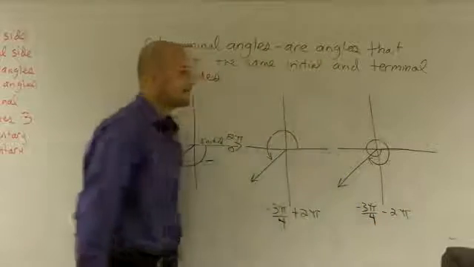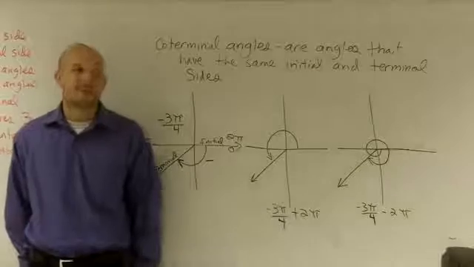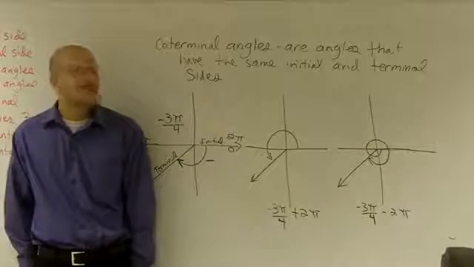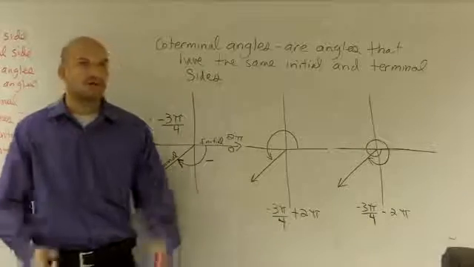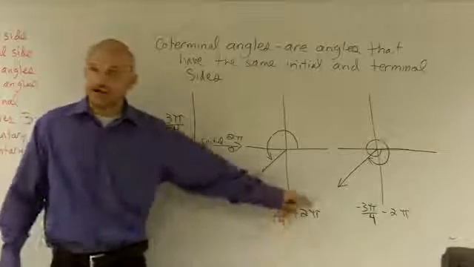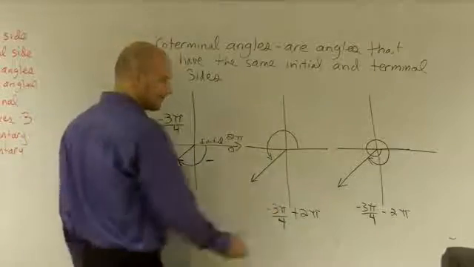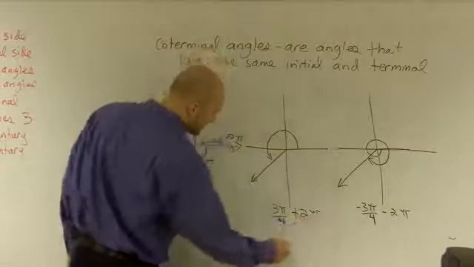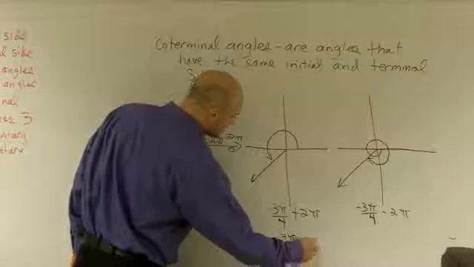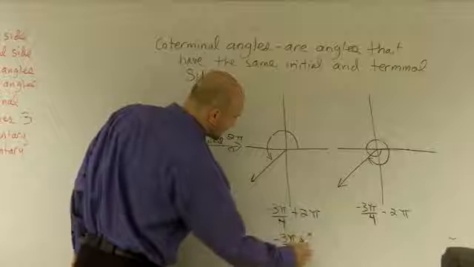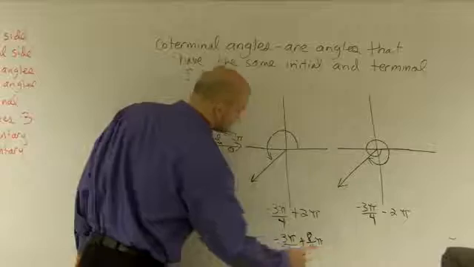and subtract 2 pi. Now for those of you that hate fractions, just like the quadrants came back, guess what? Fractions are coming back. We have to remember, how am I going to add negative 3/4 plus 2? We have to manipulate our 2 so it has a denominator of 4. So I'm going to multiply this by 4 over 4. Therefore I have negative 3 pi over 4 plus 8 over 4 pi.